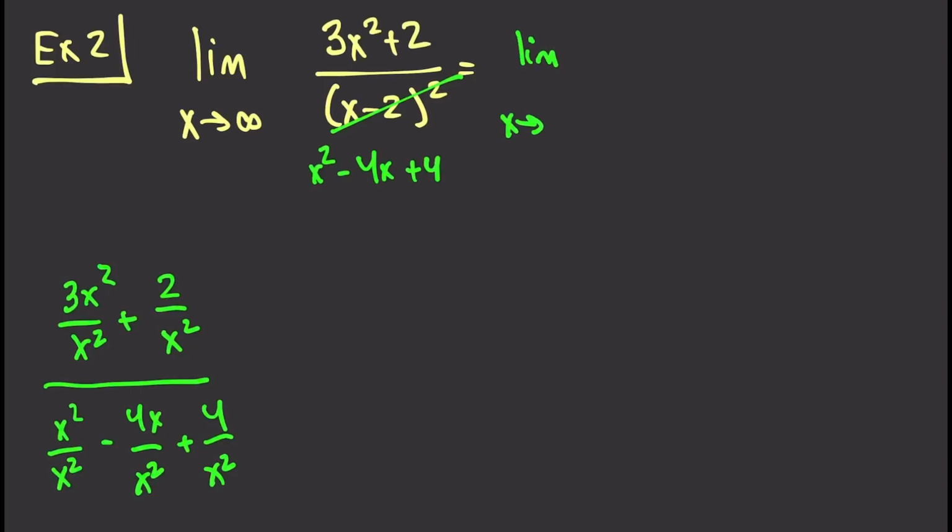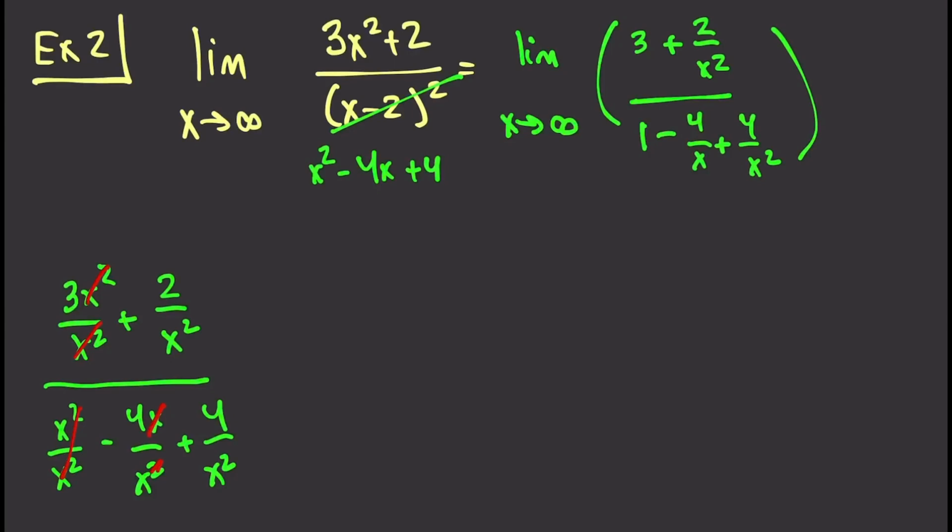Limit as x approaches infinity of, let's see what happens here. Those cancel out. All right, so that's just going to give me a 3 plus 2 over x squared over, what's going to happen here? Those cancel. That's going to give me a 1 minus, what happens here is that cancels with one of those. That's going to be 4 over x plus 4 over x squared. So it's a lot of algebra, all right?